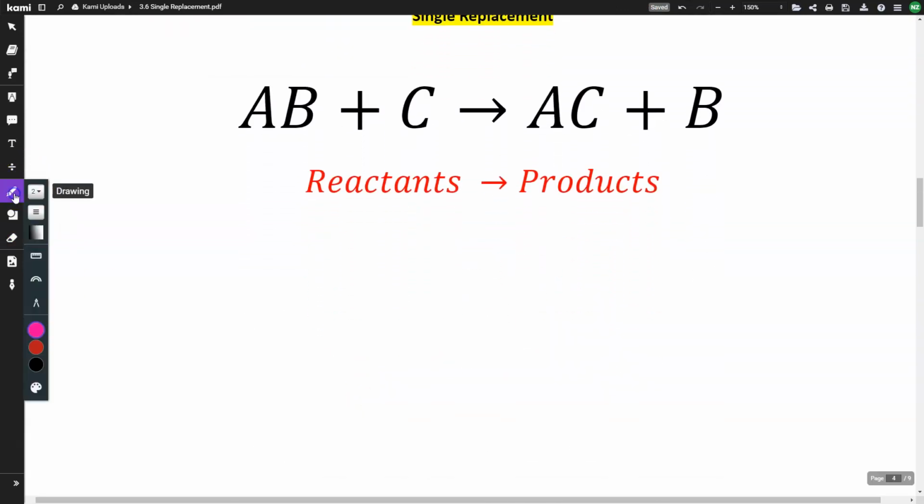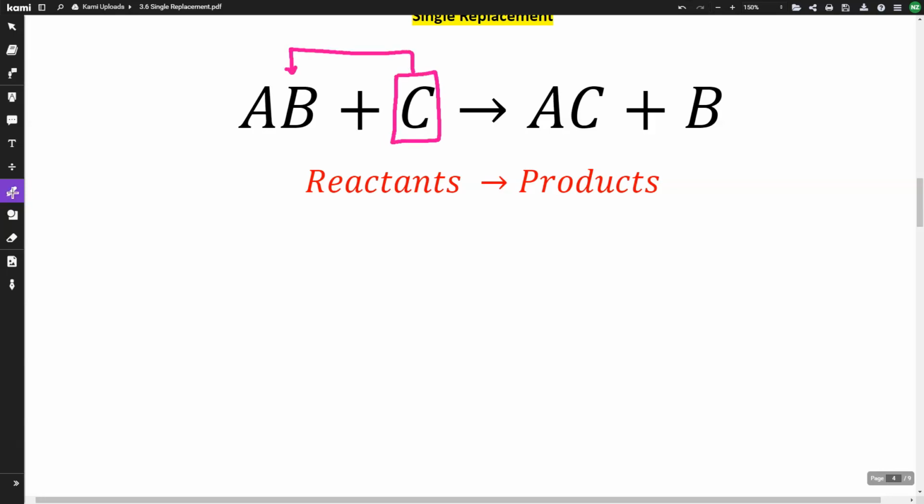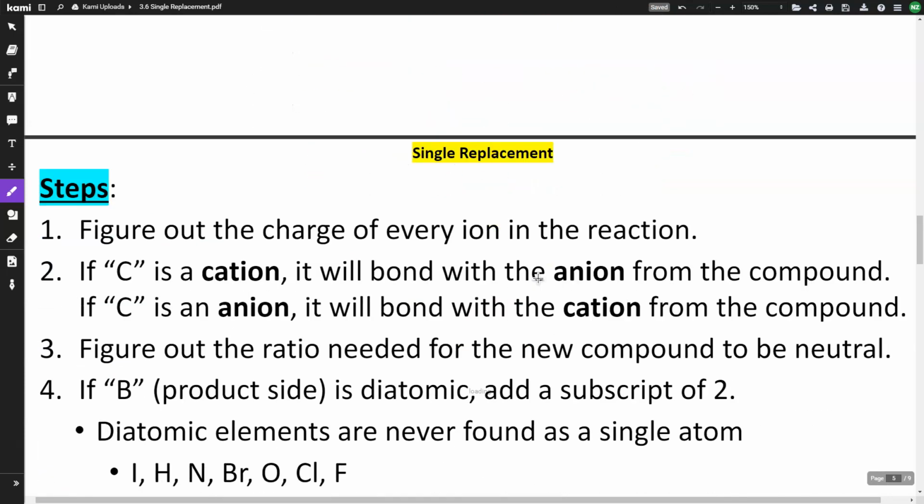So here's a better example without all the Twilight in it. Might actually be a better example, maybe a worse example. So again, you're switching out with something in the compound, and something is getting kicked out of the compound. You're replacing something, hence the name single replacement reaction.